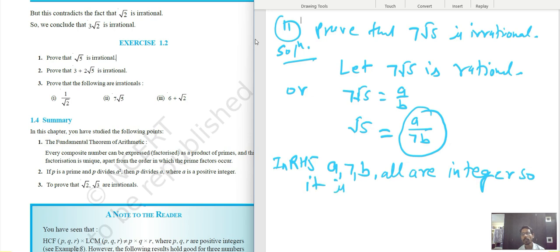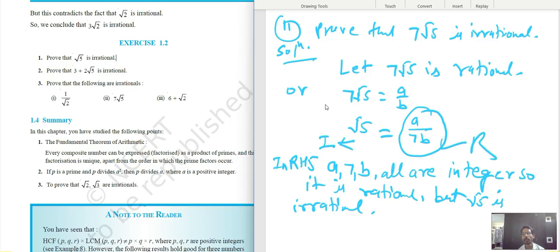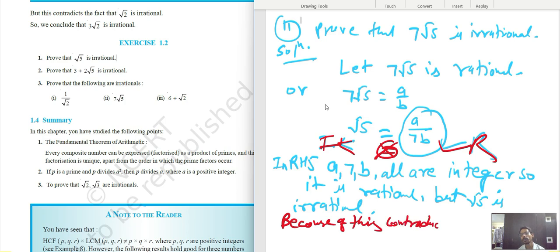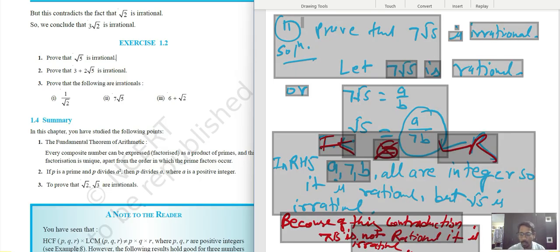So it is rational, but root 5 is irrational. Right side is rational, left side is irrational. Okay, got it. How the rational can be equal to irrational? It is contradiction. Okay, so we'll write here, because of this contradiction, 7 root 5 is not rational, it is irrational. Got it? Very simple.